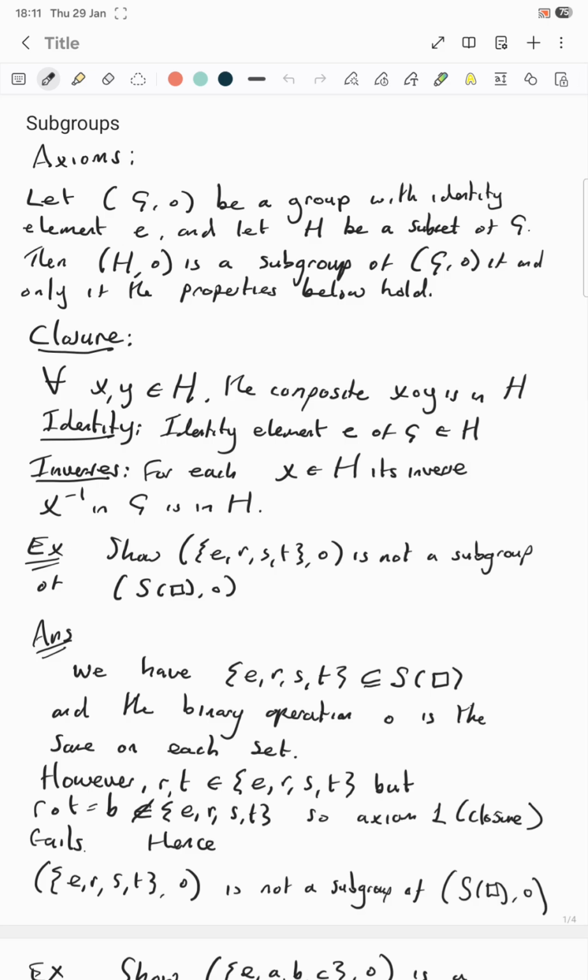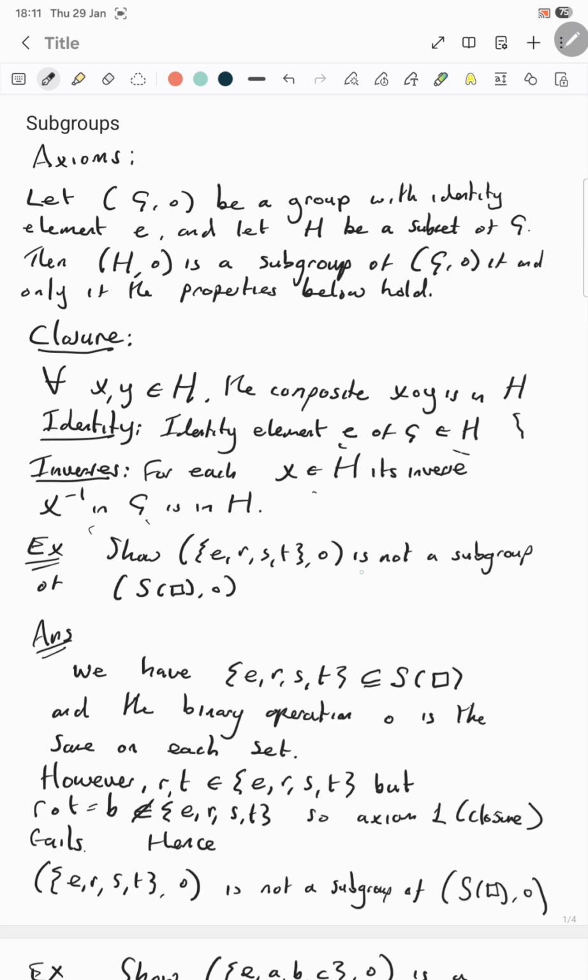For all x and y in H, the composite x composite y is in H. And our identity element is E, so E of G is contained in H. Inverses: for each x contained in H, its inverse of x in G is also in H.